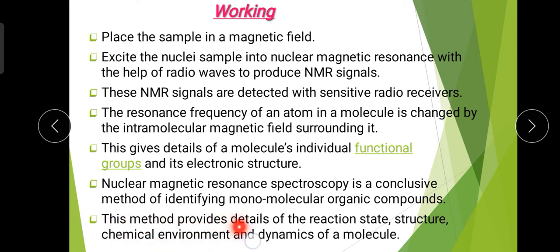This method provides details of reaction state, structure, chemical environment and dynamics of molecules. That means if we consider a particular chemical compound which we have to investigate, then this spectroscopy provides us the details of the reaction state and structure of that particular sample or molecule, and also gives information about the chemical environment and dynamics of the molecule. So actually these are all the applications of NMR spectroscopy.